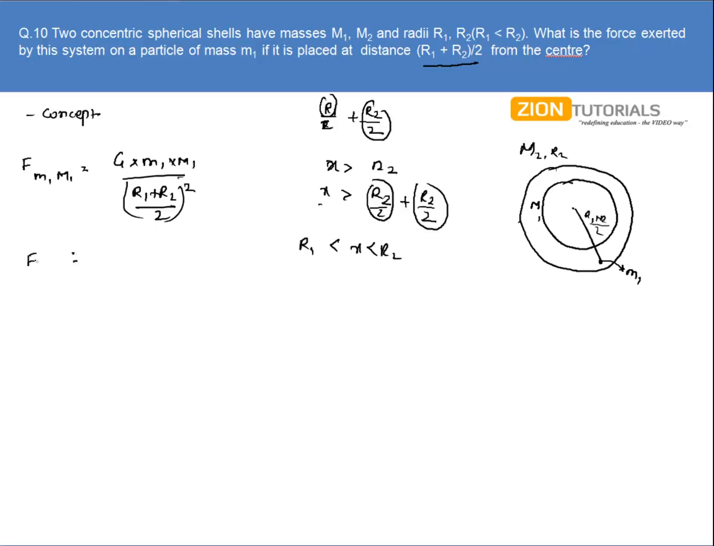So the answer, that is the net force acting on particle m1, is given by 4 G m1 M1 divided by (r1 + r2) whole square. That is the answer.